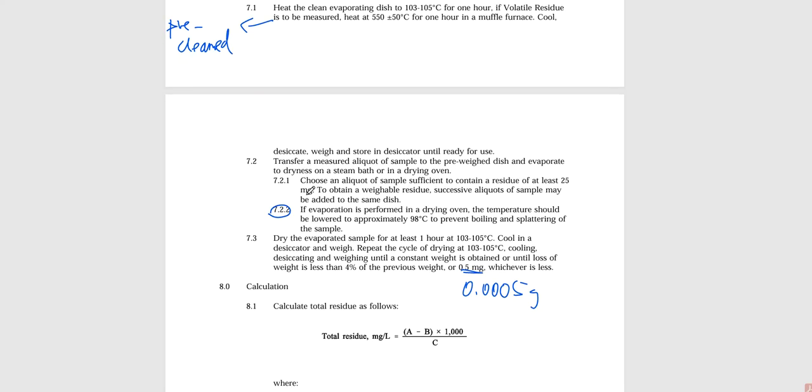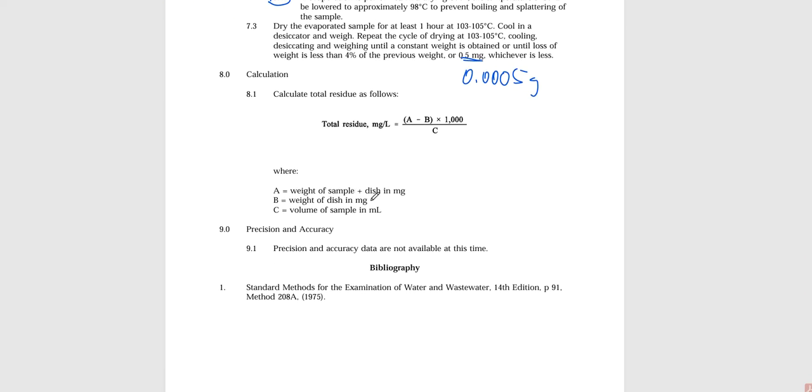Calculation, very similar to what we saw before, right? So it looks like we're going to take our A value, which is the dish plus the residue, in milligram, and we're going to subtract just the dish that is cleaned. Do that difference. Multiply by 1,000 as before. Get a number. Divide by C, which is the volume of the sample that you used. And for us, most of the time, it is 100 milliliters. And then, ding!